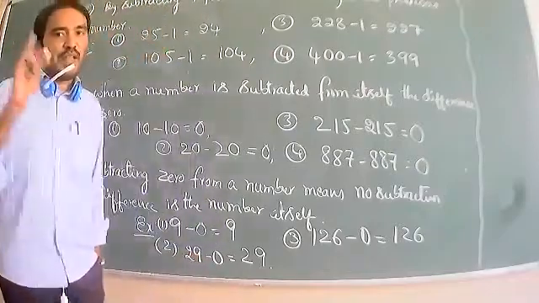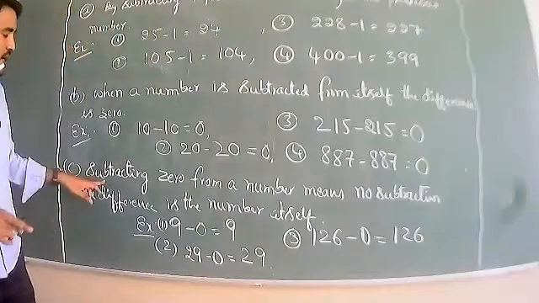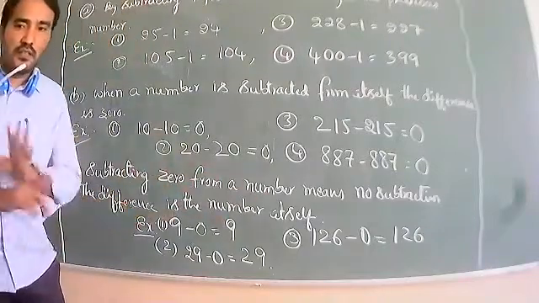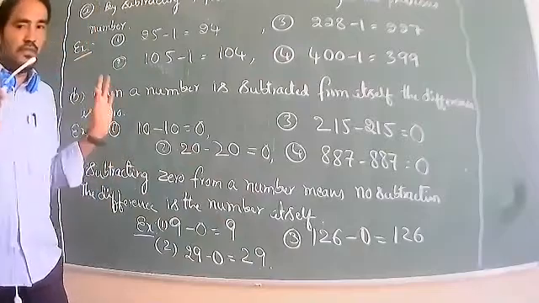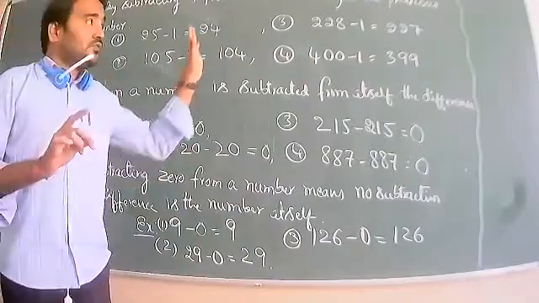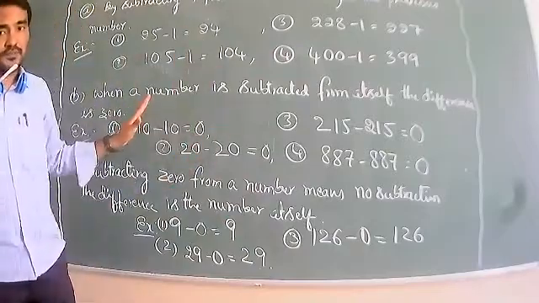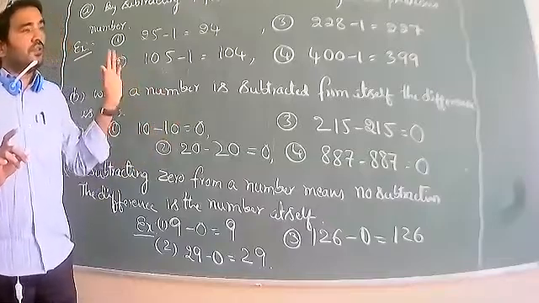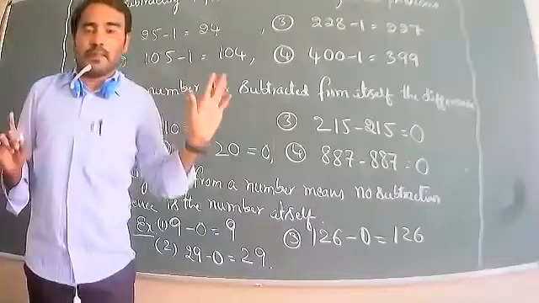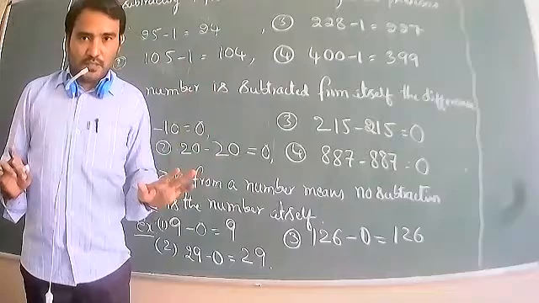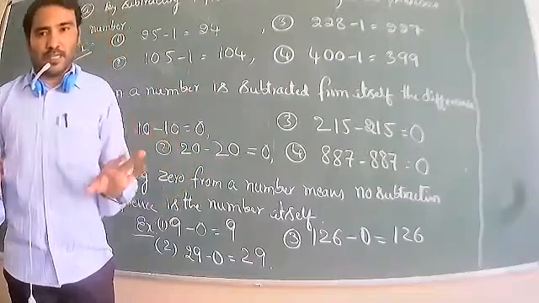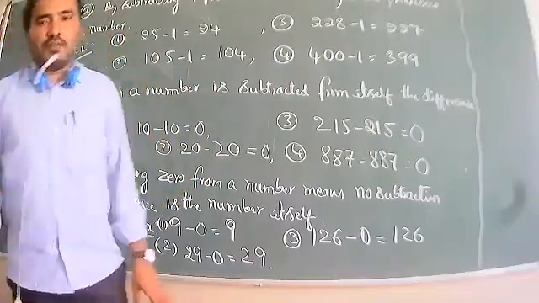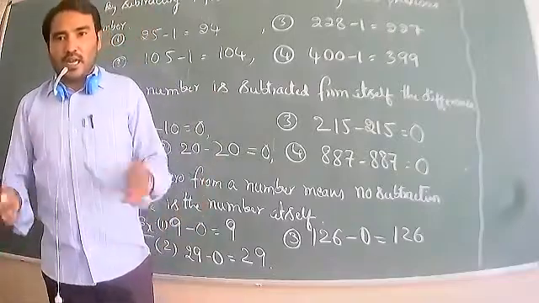These are the examples of subtracting 0 from a number, which means no subtraction. The difference is the number itself. So learn these properties. They are asked in the periodic test 2 examinations. Carefully read all the points. Now I will go for subtracting with carry and without carry.